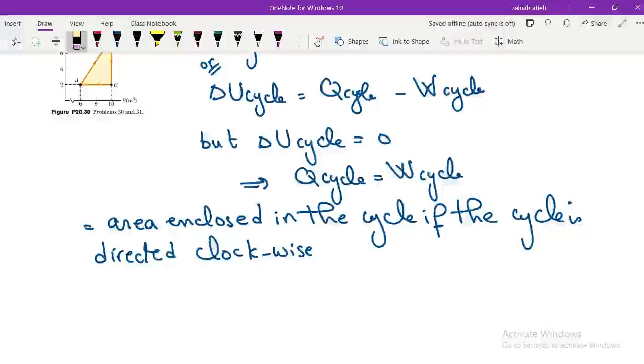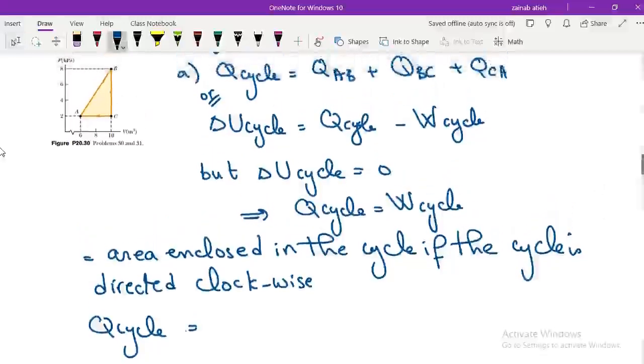So it's easy to find the area here. You can see that this is a triangle and we can find the area easily. So Q cycle is equal to the area, which is base times height over 2. So let's see.